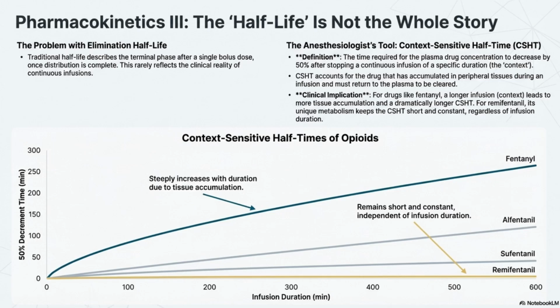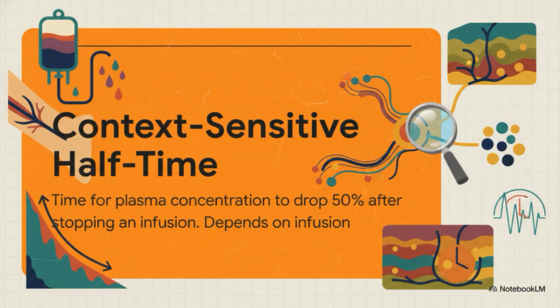So when you turn off the main drip after that 10-hour case, that saturated sponge starts wringing itself out, dripping drug back into the plasma. And that sponge drip makes the drain, the clearance, almost useless for a long time. That's what makes the context-sensitive half-time so much longer after prolonged infusions.